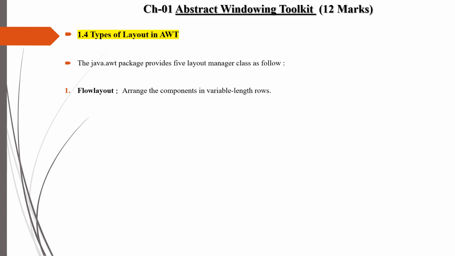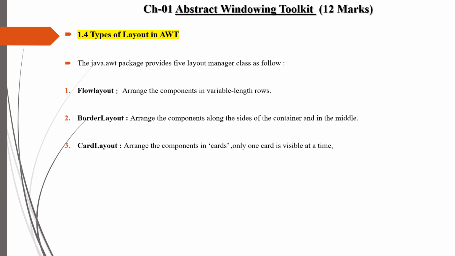Next we see the types of layout in AWT. The java.awt package provides 5 layout manager classes which are as follows. First type is flow layout, which arranges the components in variable length rows. Second is border layout, which arranges the components along the sides of the container and in the middle. Next layout is card layout, which arranges the components in cards. Only one card is visible at a time.